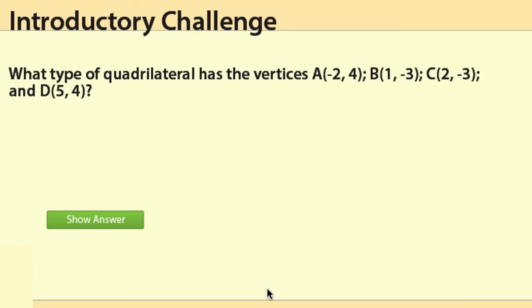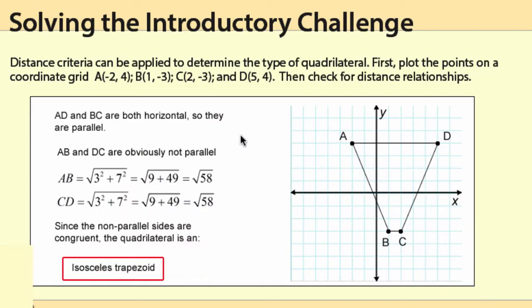So the big picture for this lesson is using distance to classify quadrilaterals. I'm just going to give you a tour of the lesson. What type of quadrilateral has these vertices? Well, that's the type of question you're going to be answering. It's an isosceles trapezoid. But here is how you do that.